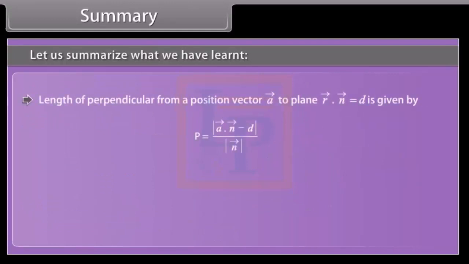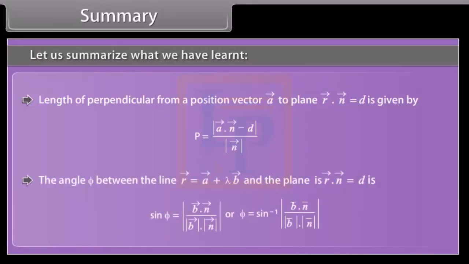The length of perpendicular from a position vector A to the plane is given by the following. The angle phi between the line and the plane is given by the following.